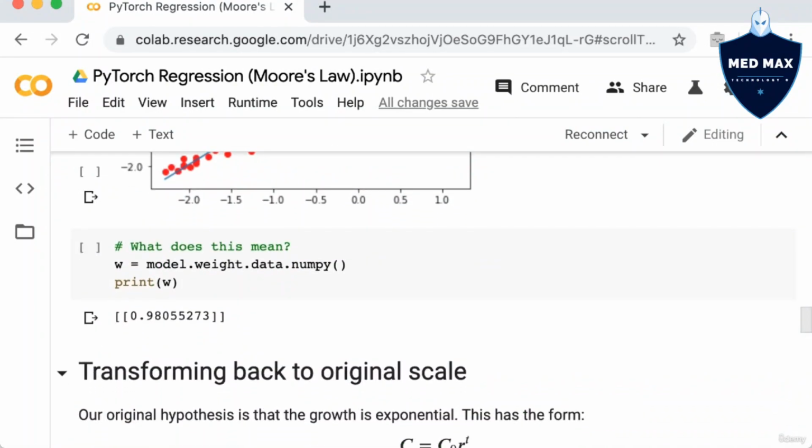Next, let's get the trained weights of the model. You already know how to do this. It's model.weight.data.numpy. As expected, it's a two-dimensional array that holds a single number. The question is, what does this number even mean? To answer that question, we need a little theory.